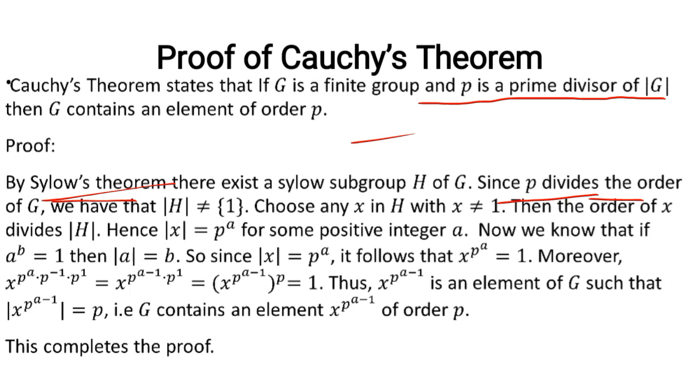So now we know that H is of order P, it can't be 1, so we can pick an element X in H because it's not empty, right? Clearly, whatever X we're going to pick, we don't want it to be equal to 1.